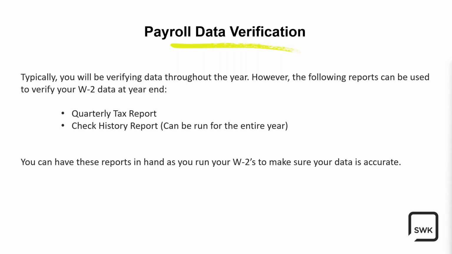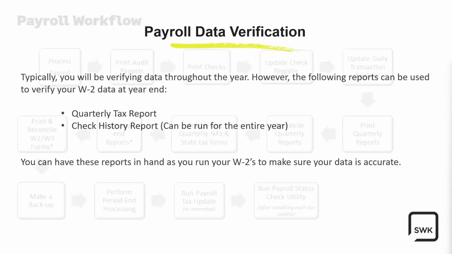You can run that check history report for the entire year. It tries to go by period, but you can change it to date, and you can run it for the entire year. And then you can have those reports in hand when you run those.